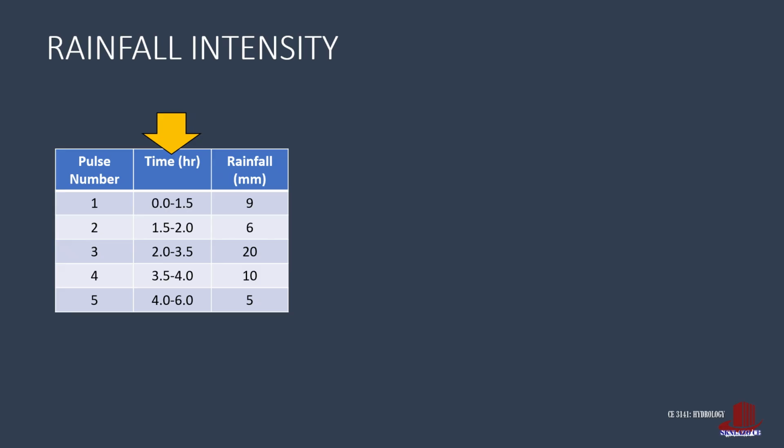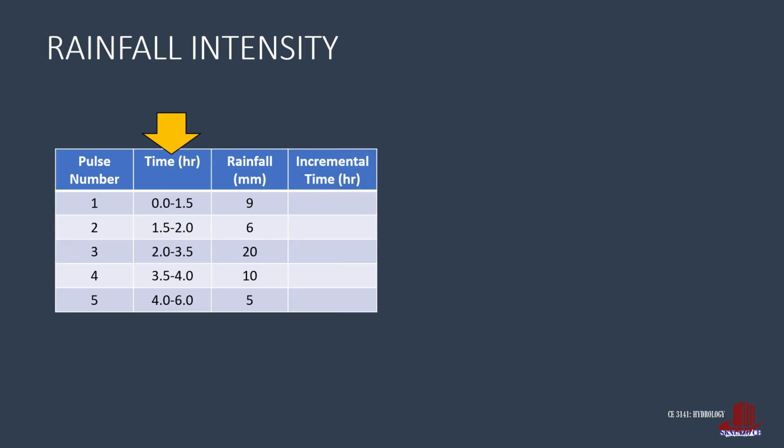Then compute for the incremental time. For the first entry, 1.5 less 0 is 1.5. Next is the gap between 1.5 to 2, which is 0.5. The third entry is 1.5 hours from 2 to 3.5. The next is 4 minus 3.5, which is 0.5. Then the last entry is from 4 to 6 hours, which is 2 hours interval.